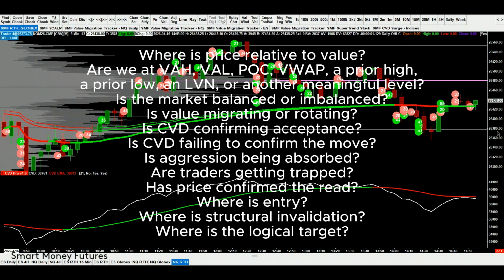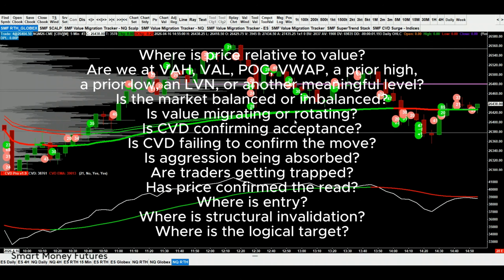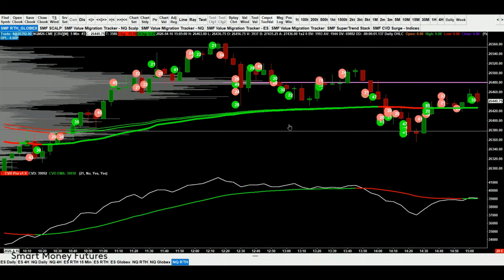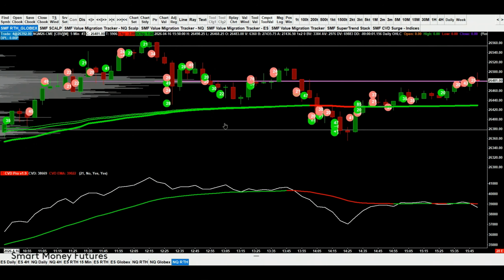Has price confirmed the read? Where is the entry? Where is structural invalidation? Where is the logical target? If you cannot answer those questions, the trade is not ready. That is the difference between using CVD professionally and using it emotionally.